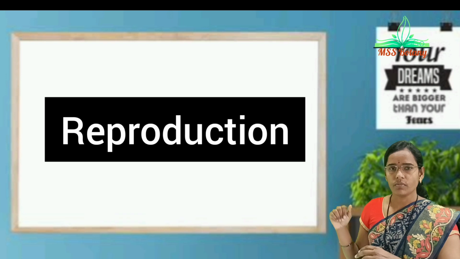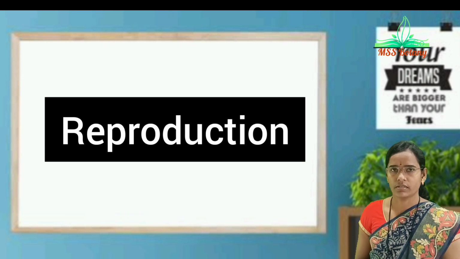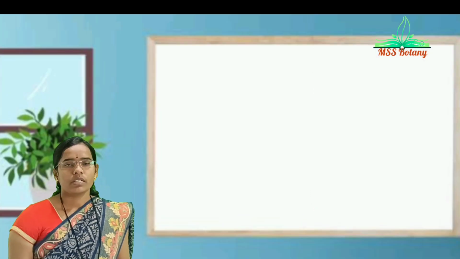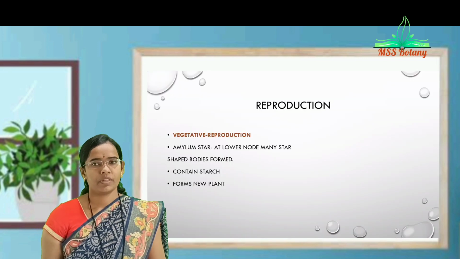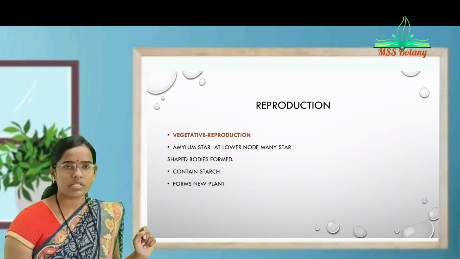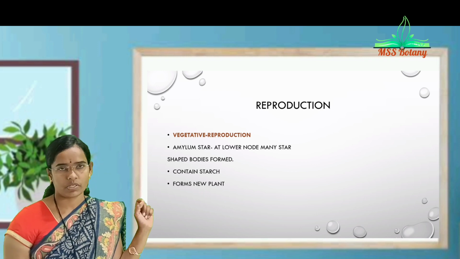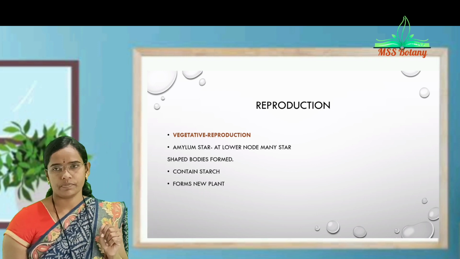Now we will see reproduction in Chara. In the case of reproduction, vegetative reproduction takes place in Chara. Sexual reproduction also takes place in Chara, but asexual reproduction is absent in Chara.